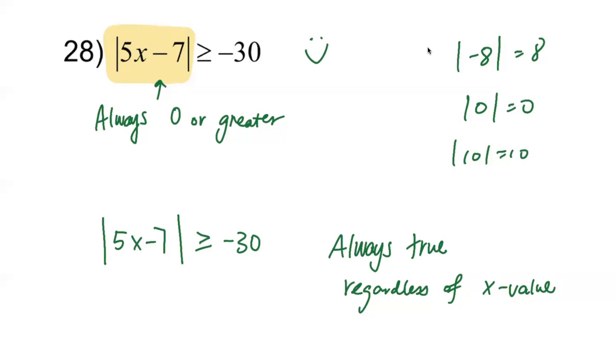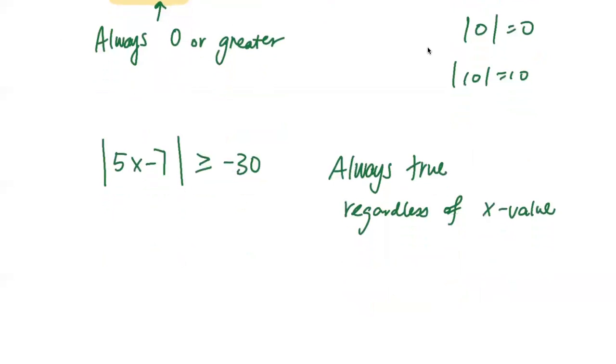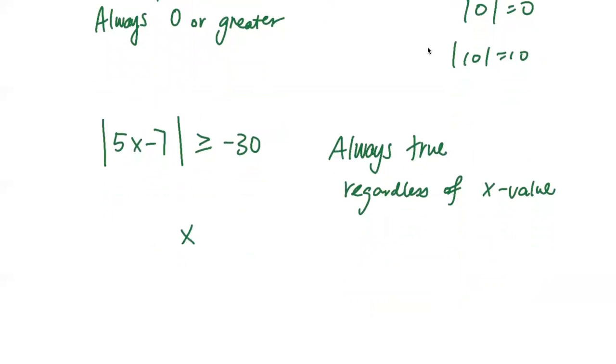What does that mean then? Well, since x could be anything, then we say x would be all real numbers. Or if you use interval notation, you would do this.